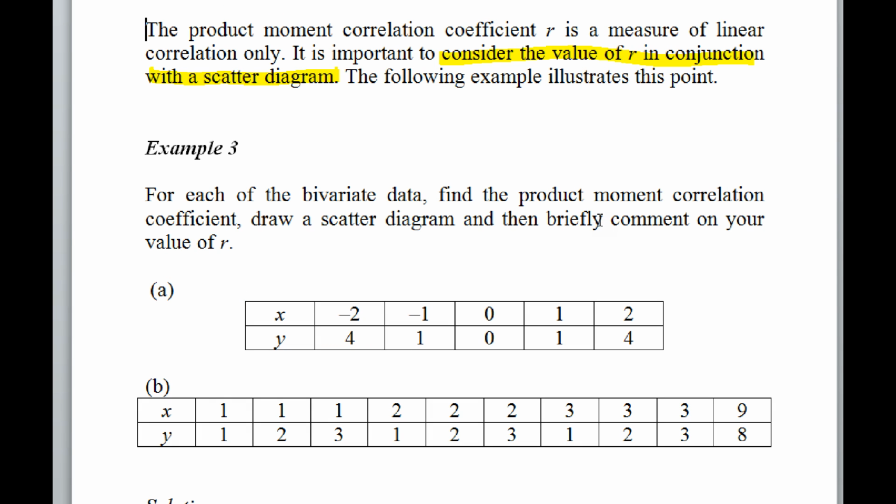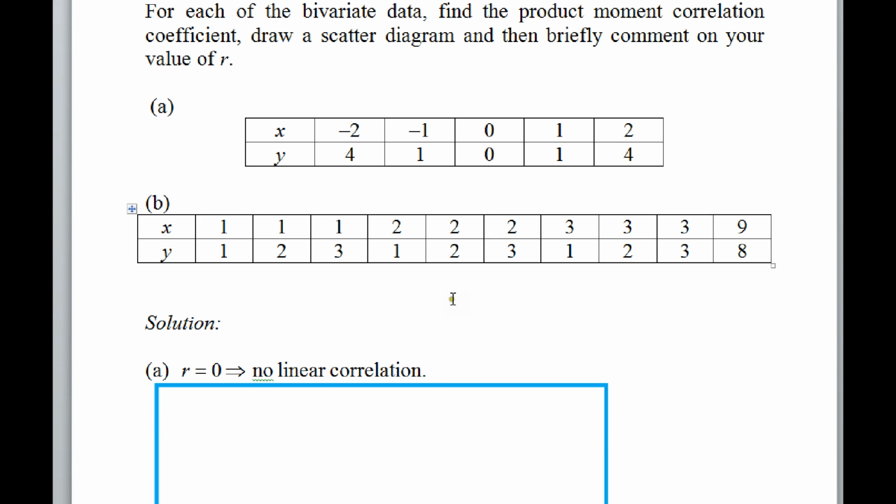Let's look at the set of data A: negative 2, 4; negative 1, 1; 0, 0; 1, 1; 2, 4. Then we are trying to find out the R. Can we find R? We can, right? No big deal. Given, R equals 0 in your notes. So I'm not going to make you go through the exercise and calculate R again, but I tell you, if you key in, you will get R equals 0. What does it tell us? It tells us no linear correlation, which is correct.